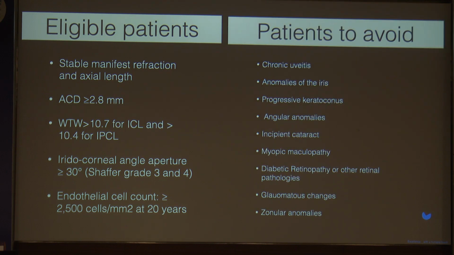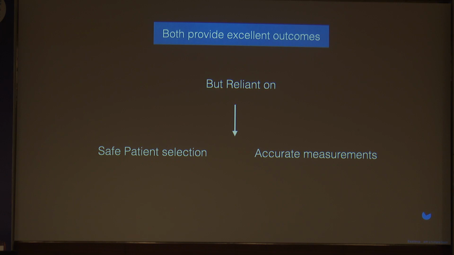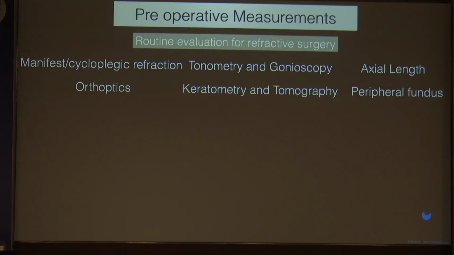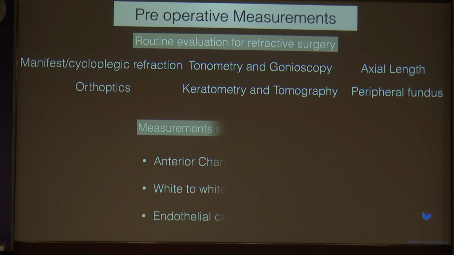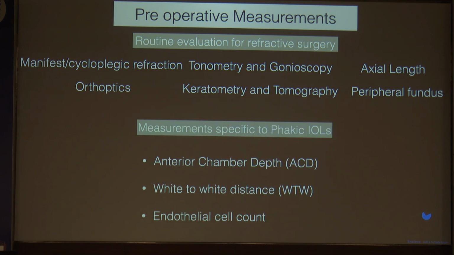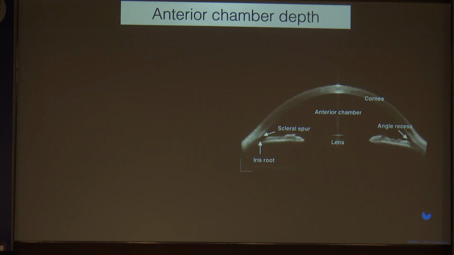Try to avoid patients who have iris anomalies, angle anomalies, patients with chronic uveitis, anybody with progressive keratoconus, and also anybody with diabetic retinopathy changes, glaucomatous changes, etc. The next important thing which was stressed on is white to white measurements. We obviously do the routine evaluation that you do for refractive surgery, but of course the measurements that are specific to phakic IOLs include the anterior chamber depth, white to white, and the endothelial count.